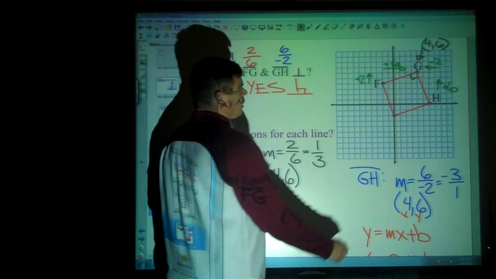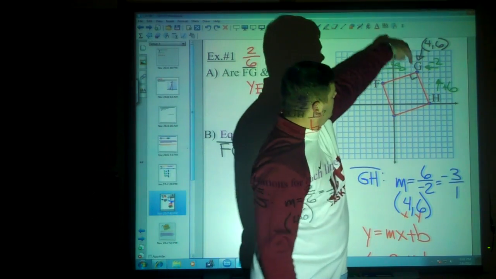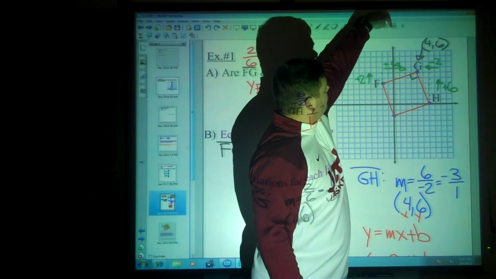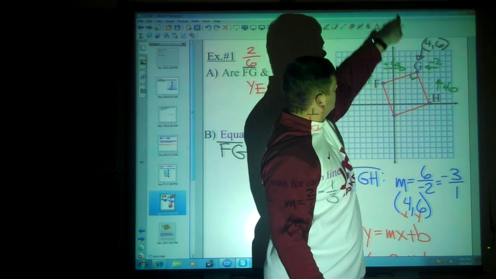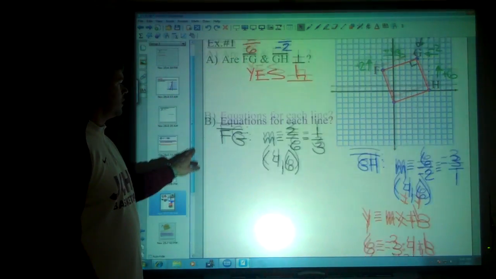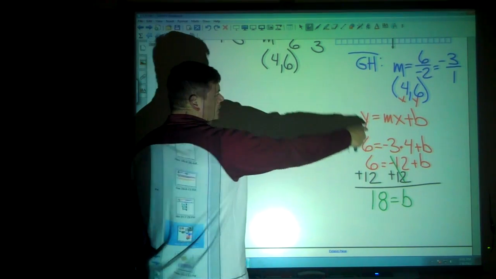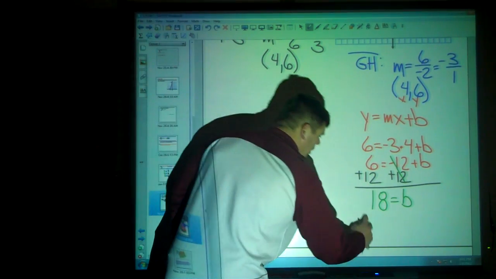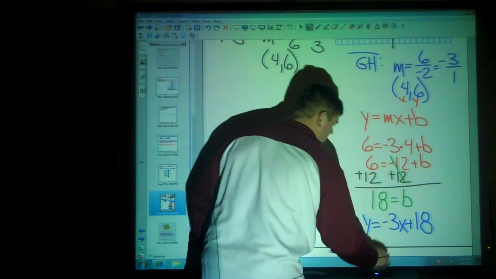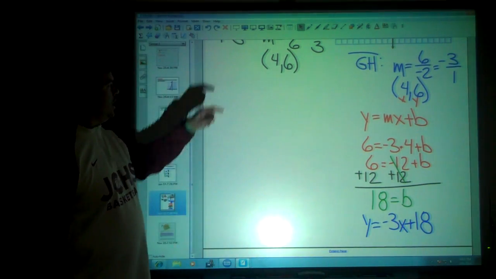Let's take a look at that. Right now, that line keeps on going, and the idea is that it's going to cross somewhere up here on the y-axis. Now that's 10, 11, 12, 13, 14, 15, 16, 17, 18. Does it seem reasonable that it could cross up there at 18? I believe so. I think our math is done correctly. So when it comes to writing our equation, we know the slope is negative 3. So we can say y equals negative 3x plus 18. And there we have our equation for line GH.